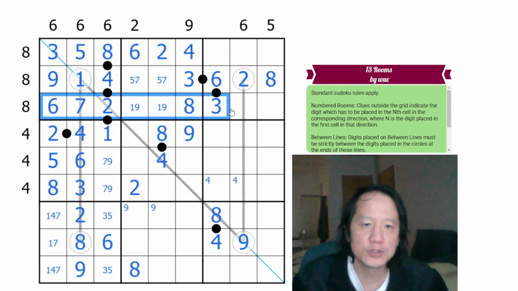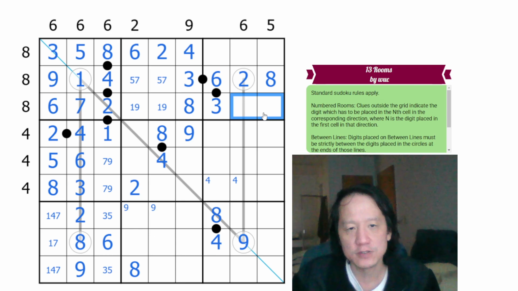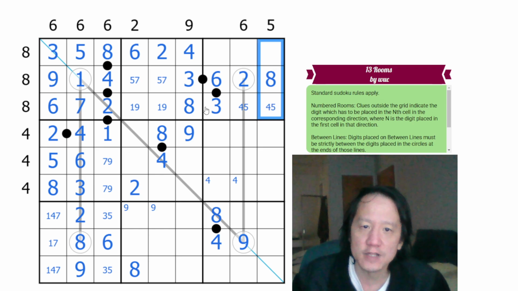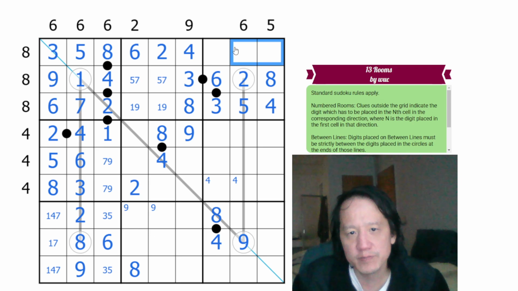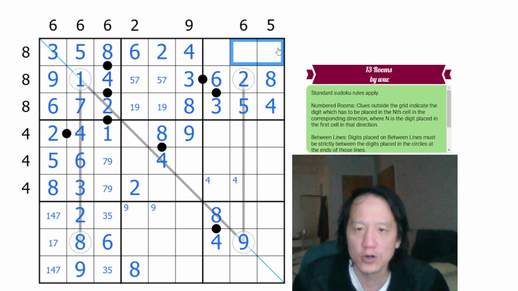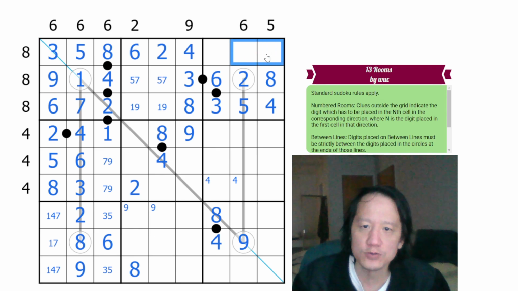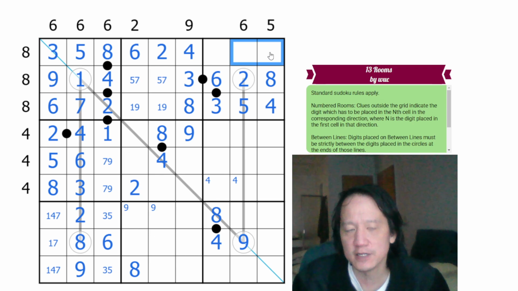We also can't have 2, 3, 6, 7, or 8. So the rest of the row must be 4 or 5. Now, 5 can never be in the third slot because we have a 3 here. So therefore this must be 4 and this must be 5. So 5 can't be in the first slot. Actually, neither of these can be in the first slot, because the number next to a number rooms clue can never contain a 1.